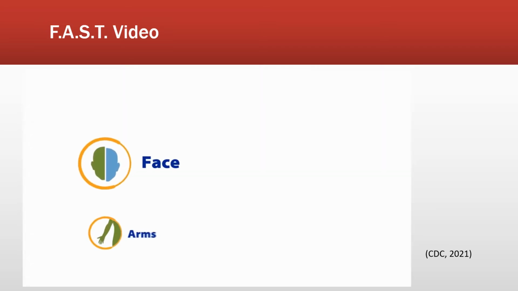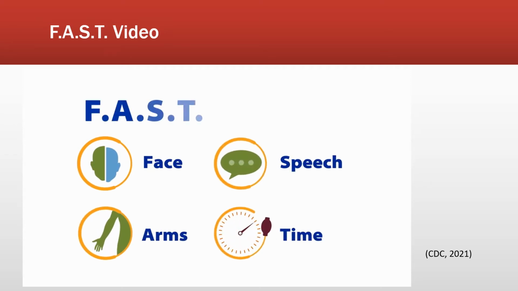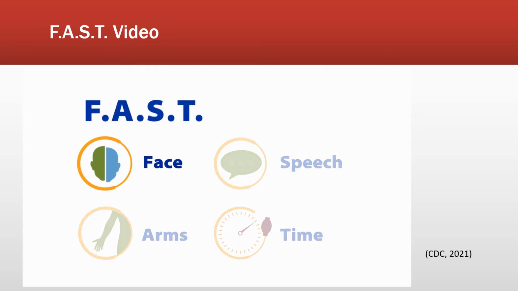If you think someone is having a stroke, remember the word FAST. F is for face. Ask the person to smile and check whether one side of their face is drooping. A is for arms. Have the person raise both arms and see if one arm drifts downwards. S is for speech. Ask the person to repeat a short phrase and notice if their words sound slurred. And finally, T is for time. If you spot any of these signs, call 911 right away to get the person to a hospital fast.